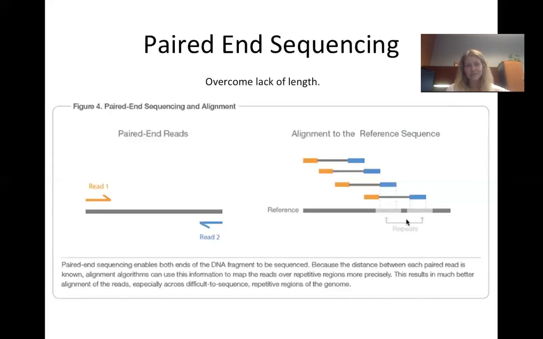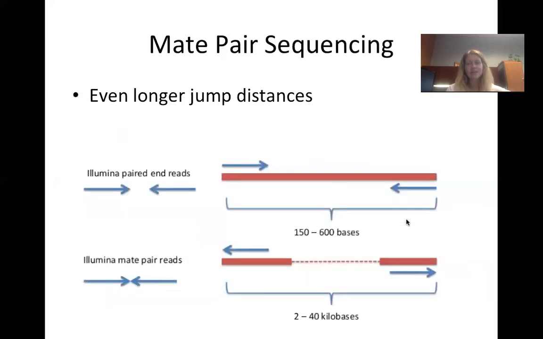bioinformatic applications. There is another type of sequencing that you may run into called mate pair sequencing. This is much less common. It's very expensive. It's a pretty finicky molecular protocol, but it can be useful. So people do it. This is where you create a library that has much longer jump distances.